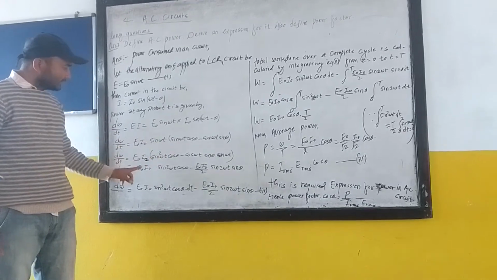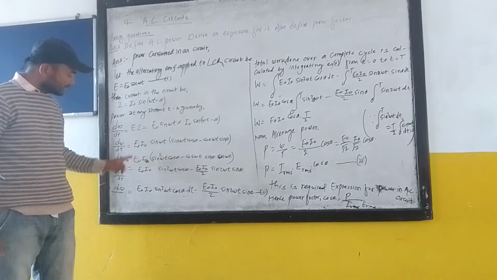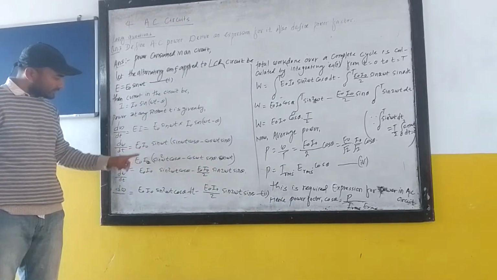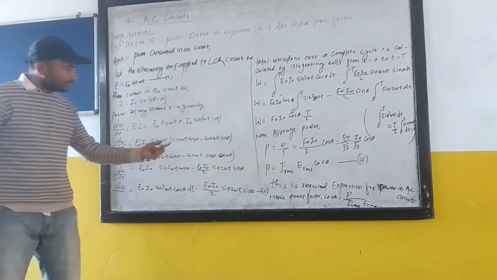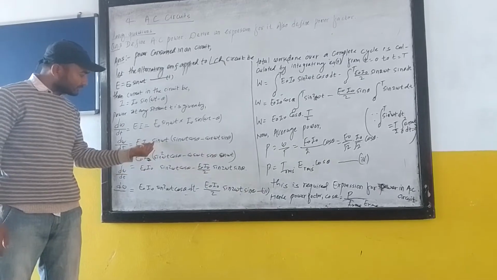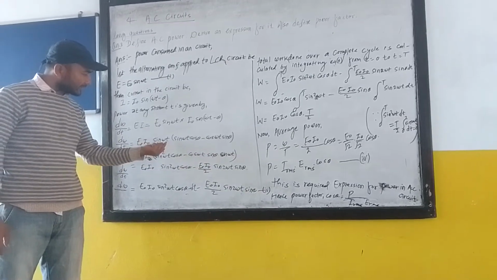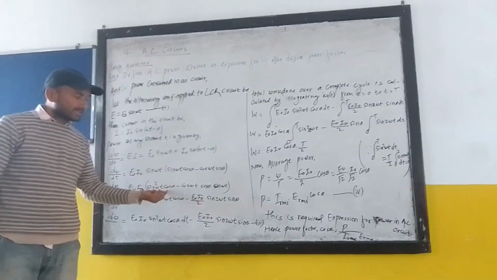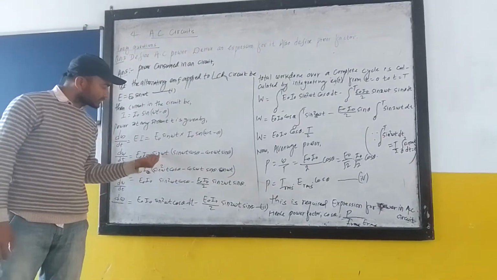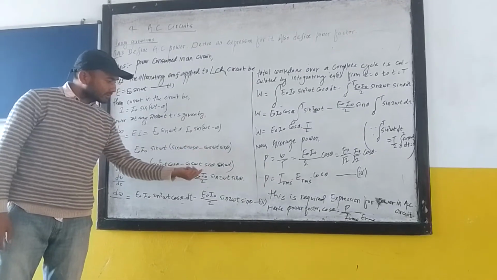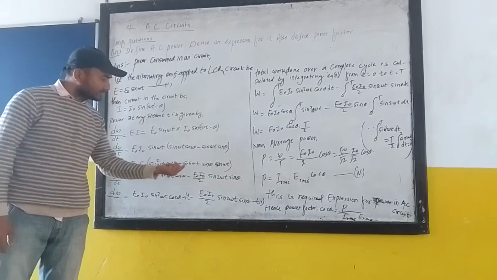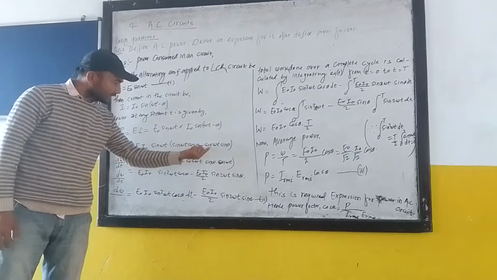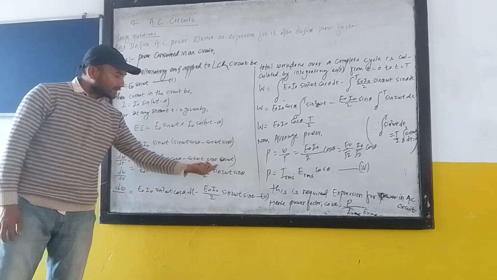When we multiply in the third equation, you can see E0 I0 as it is. Multiplying sin omega t with that gives sin square omega t, with cos theta as it is. Here is minus as it is. For the other term, when we multiply, that would be sin omega t as it is, and cos omega t sin theta as it is.